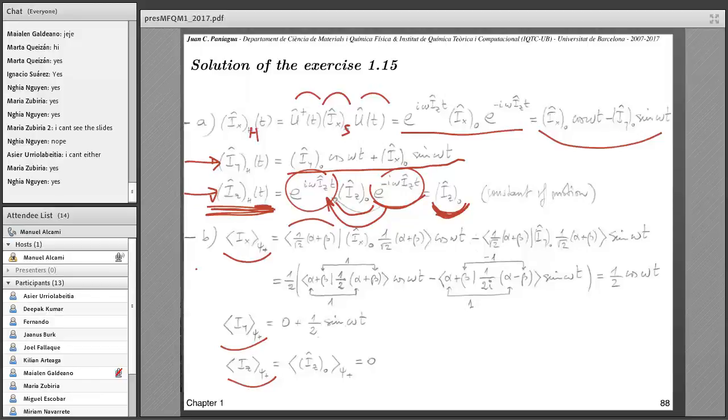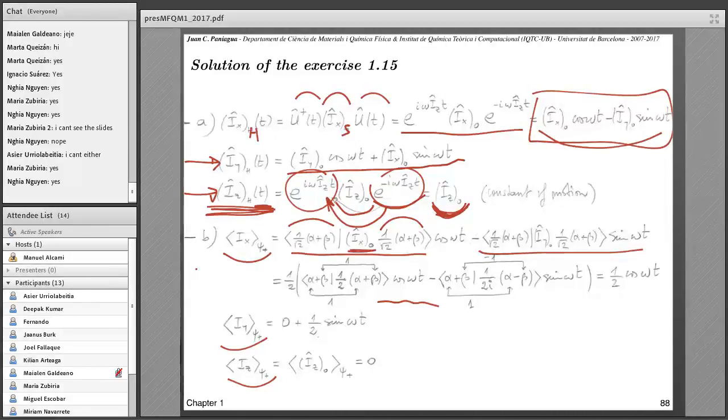Here, the state is constant, but the operator is time dependent, and so we have two terms, this and this, and again we can write Lx in terms of ladder operators, make the products, etc. You can check it out. It's very simple to see that we obtain the cosine, the sine, and zero, as we obtain also in the regular picture. The difference is that here the operators themselves are changing with time as if they were classical vectors. Okay?